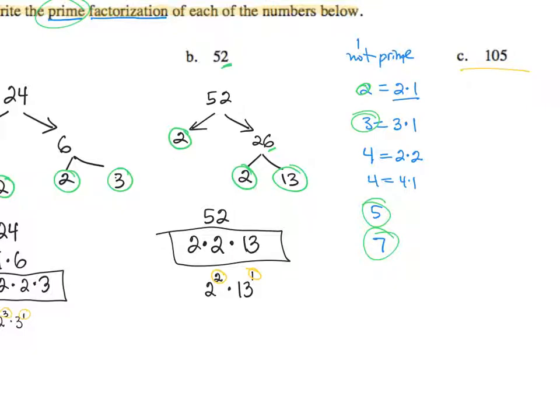So try C on your own. Just a suggestion, it ends with a 5, therefore try to divide by 5. So 5 times something will give you 105, and continue until you write it the same way. So the goal is to have those numbers to be prime.